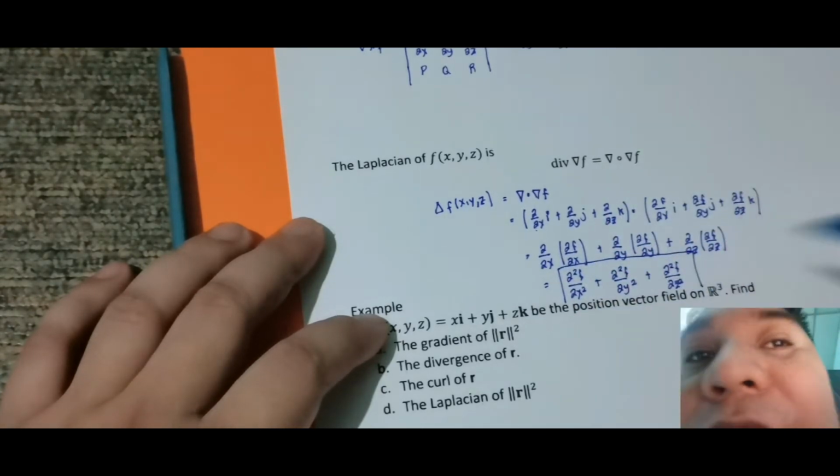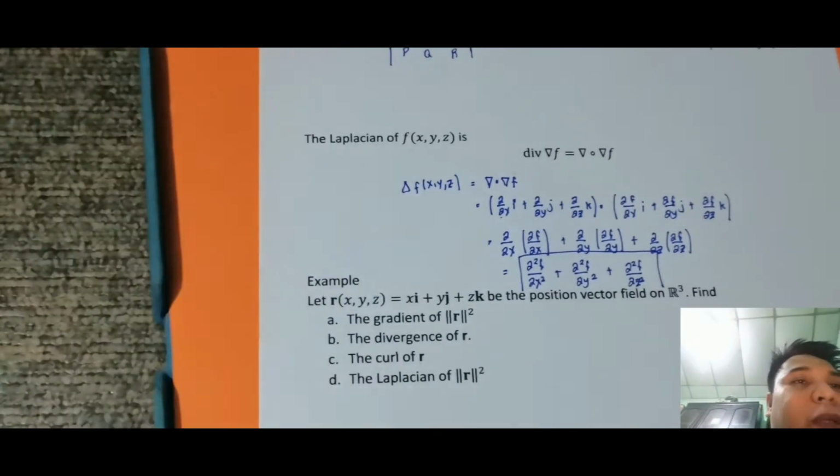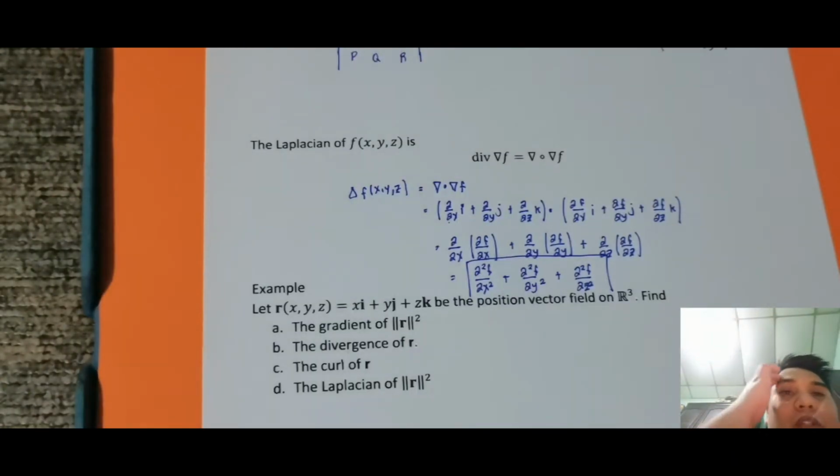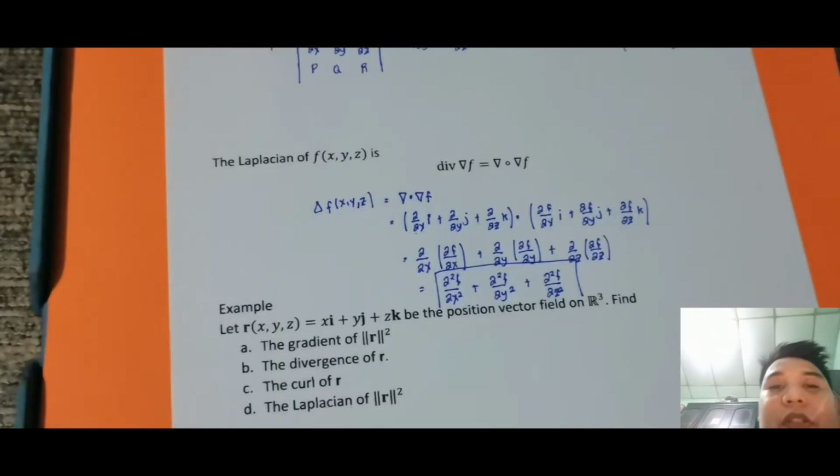So parang meaning, dalawang partial derivative with respect sa x, with respect sa y, and with respect sa z. Ganun naman kunin yung ating Laplacian. So tandaan yung part na yan. Okay, so let's have an example.